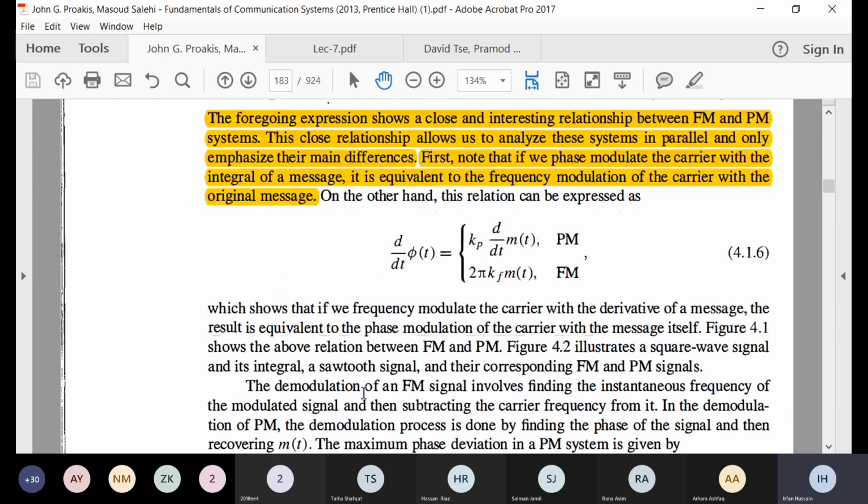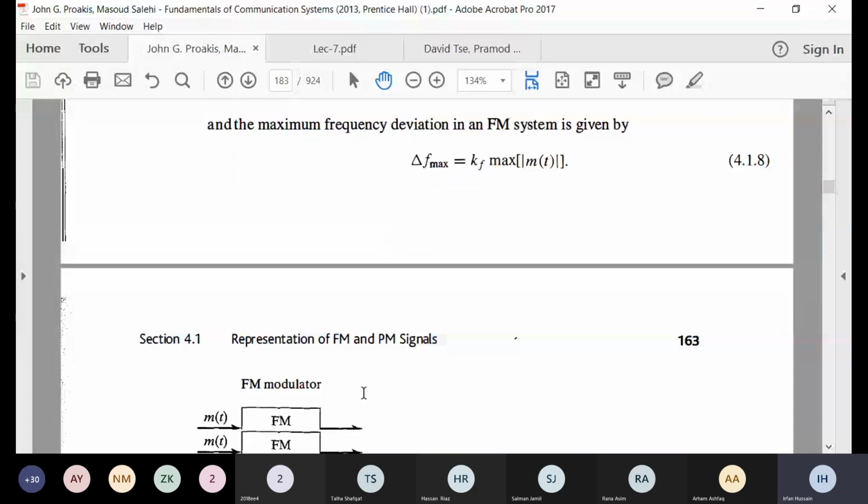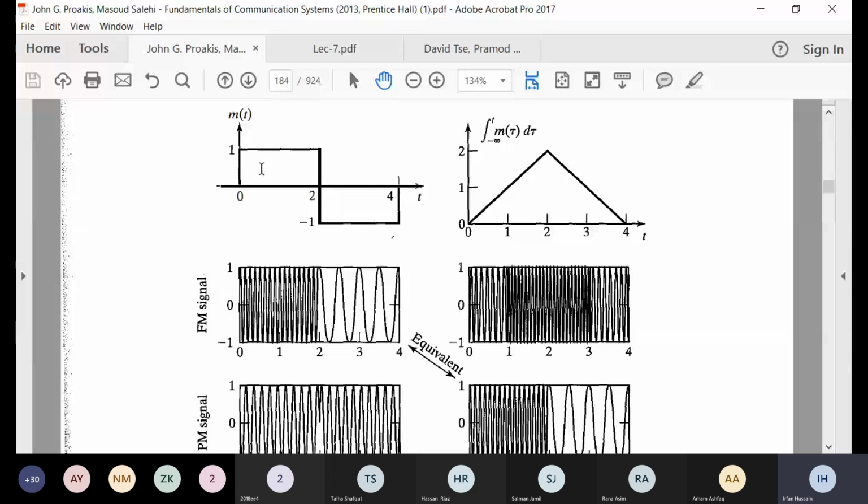So this has also been shown in this figure. This was your m(t) signal, and you can see its FM comes out as follows. This is one signal: constant amplitude will give one frequency, another constant amplitude will give another frequency, that is FM. For PM, this will give one phase, this will give another phase. And this is the integral of the signal.